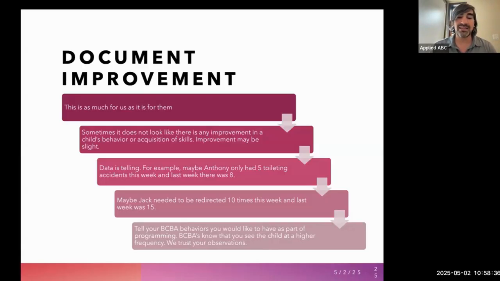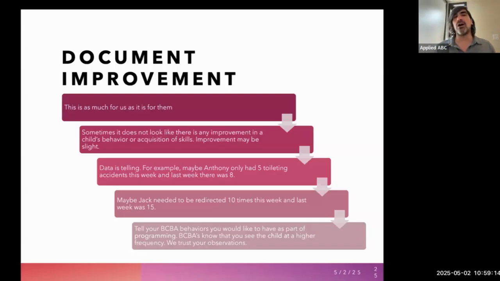Tell your BCBA behaviors you would like to have as part of programming. BCBAs know that you see the child at a higher frequency. We trust your observations. I always say you are the world's leading expert on your child. I'll never know as much about them as you do. You're with them every day. You see all these things about them. And so every intake assessment that a BCBA conducts should involve what's important to you, what do you want to work on, stuff like that. And it's always going to be stuff that matters. Maybe you're talking about something that's further down the line, and that thing we were talking about, setting challenging but not impossible expectations, requires us to take a few steps back.